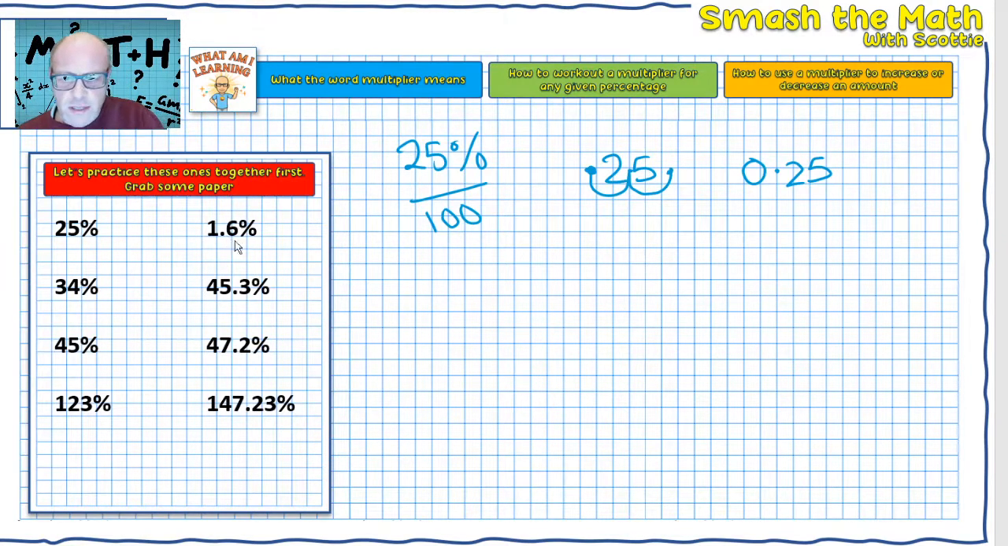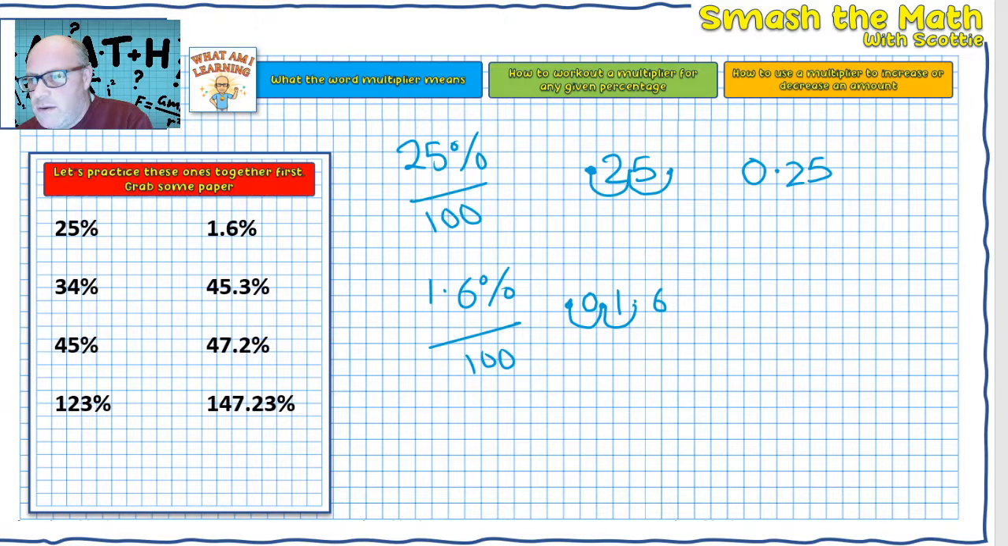Okay, so let's take a look at 1.6%. Same principle applies. I need to divide that by 100. Now I've got to move my decimal, or shift it 2 places. So I'm going to go 1 to here and 2 to here, and I need to fill the gap in. I've got 0.16. Oh no, silly me, that's not right. Let's do that again, sorry.